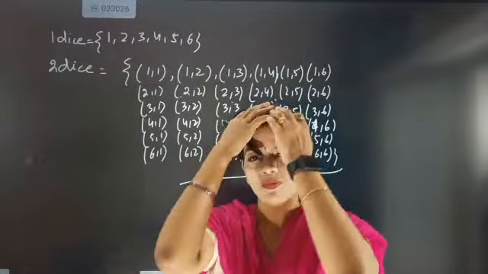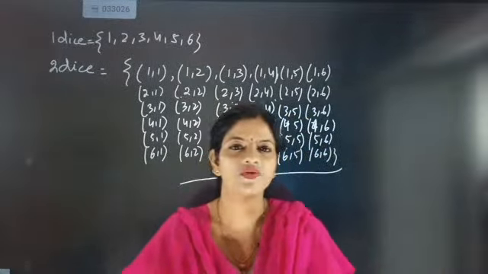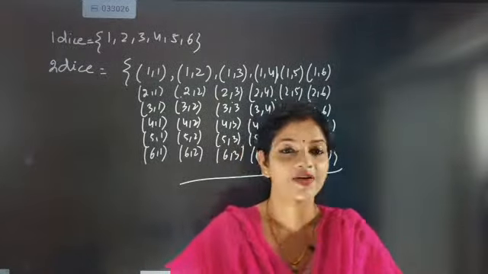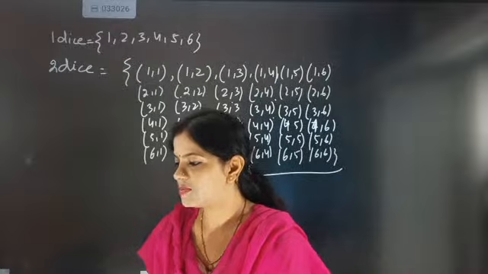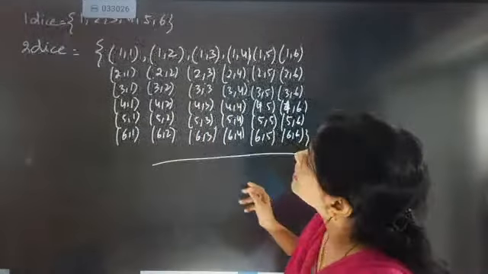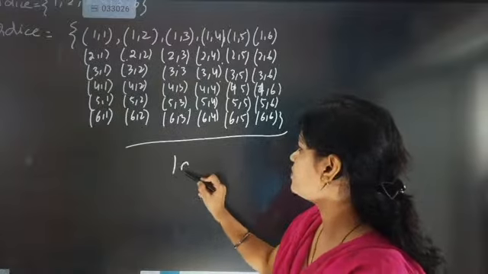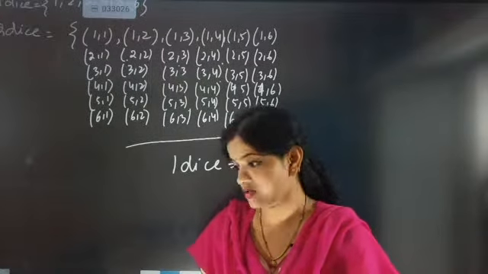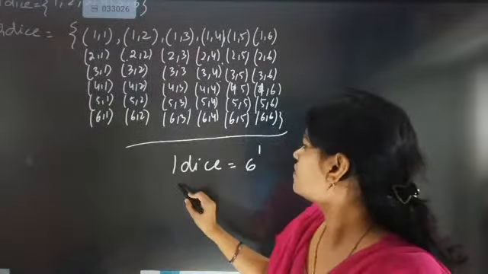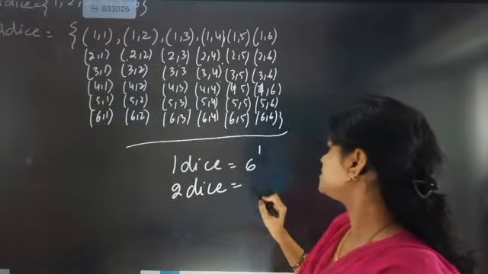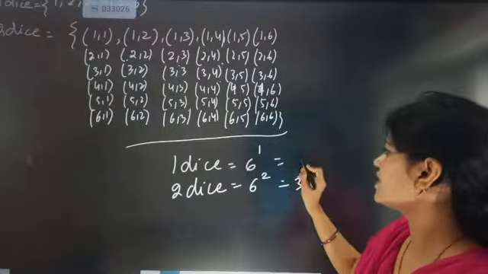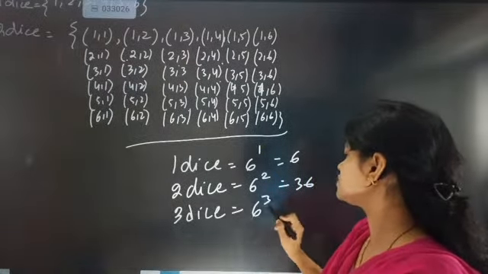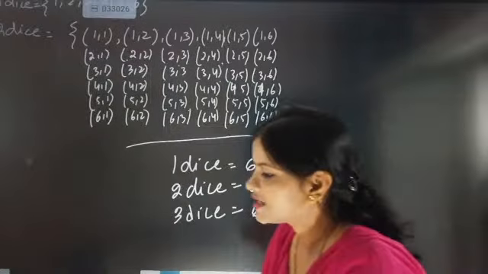So there must be a formula. You have to understand that there must be a formula, with which, if we throw 3 dice, 4 dice, or 5 dice, we can find the possibilities. For 1 dice, it is 6 to the power 1. This is the general formula; remember it. When 2 dice are rolled, it is 6 to the power 2, that is 36. Now for 3 dice, it is 6 to the power 3, that is 216. Like this it will keep on going.